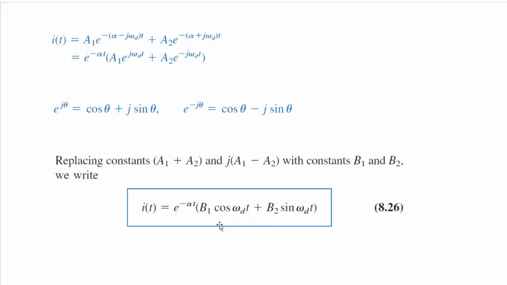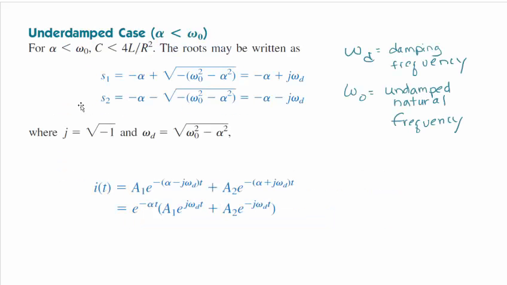So this is the final solution in all real quantities that we can see a real current behavior. So this is attenuation here. You can see this is going to cause a decay, and the sine and cosine are going to cause an oscillatory behavior. So for the underdamped case, we need that C is less than this quantity.